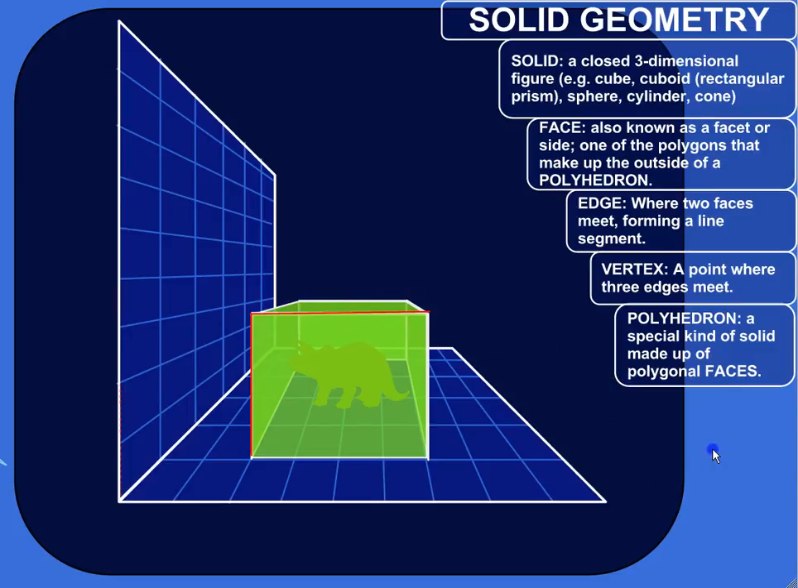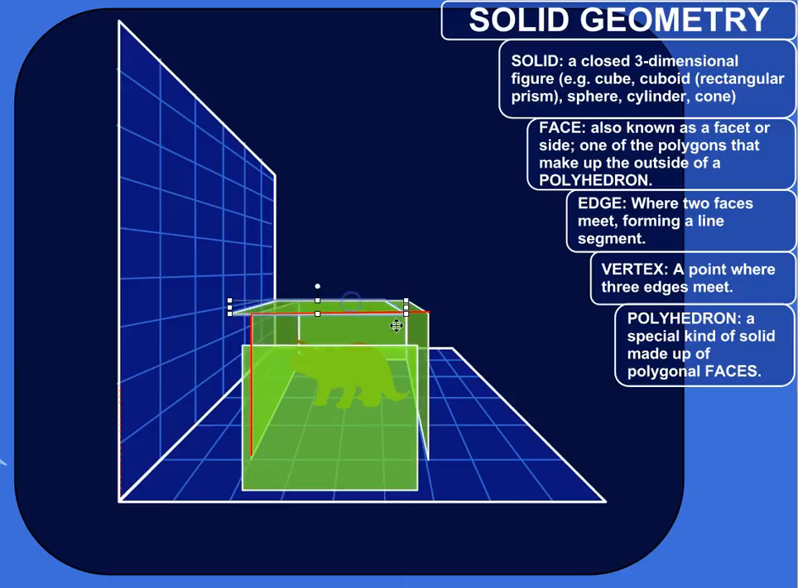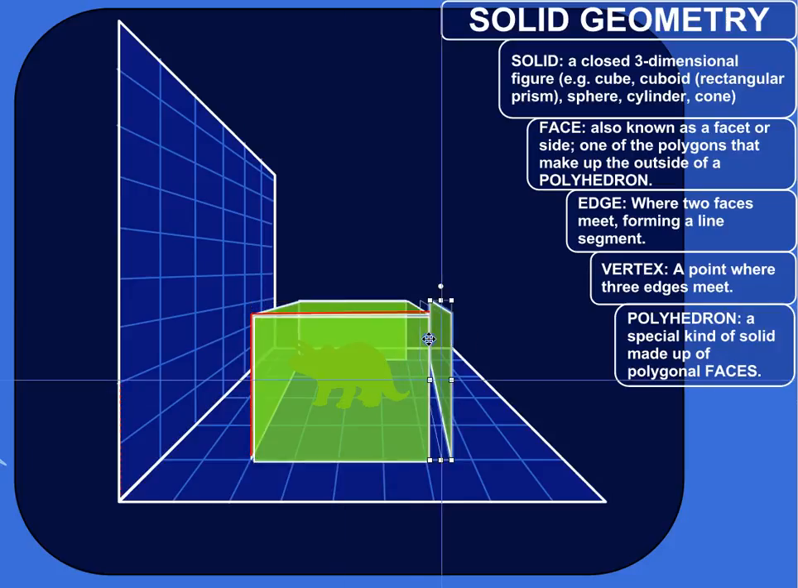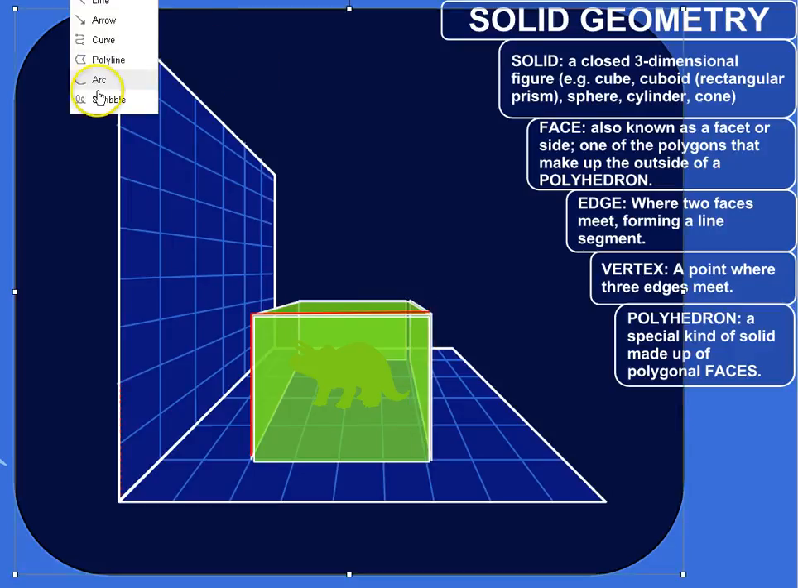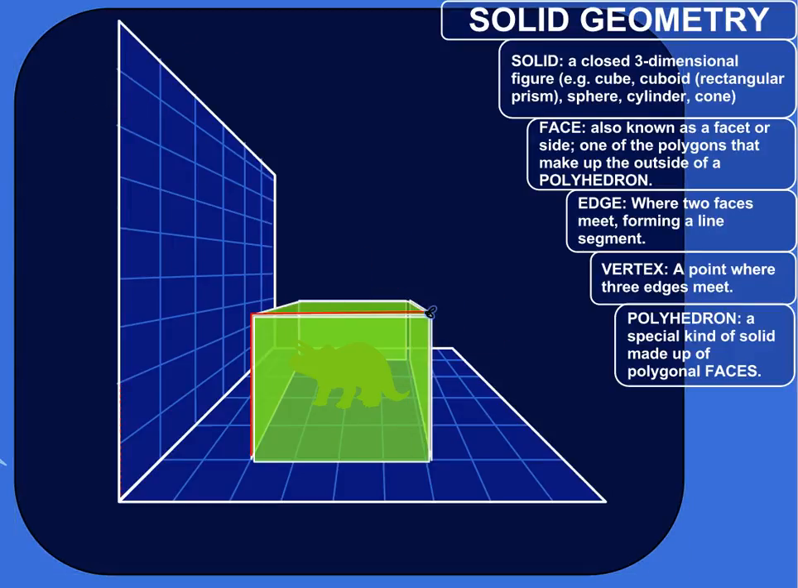Okay, and then a vertex of a solid is a point where three edges meet. So one, two, three. When these three faces come together, they form one, two, three edges, and these three edges come together at this point here. So that would be a vertex. Let me just draw, like, that's a vertex. Back here, where this edge and this edge meet, that's a vertex. This edge, this edge, this edge, vertex.